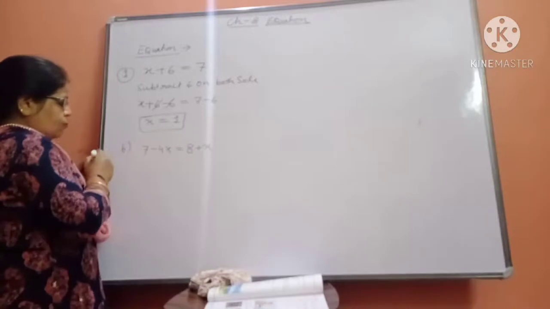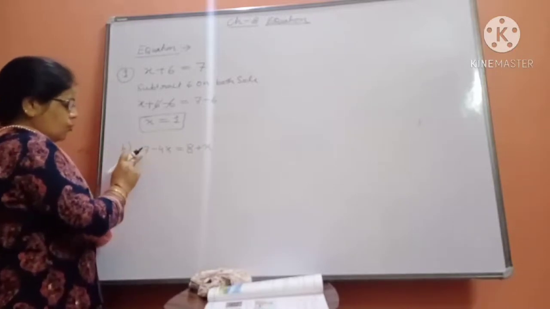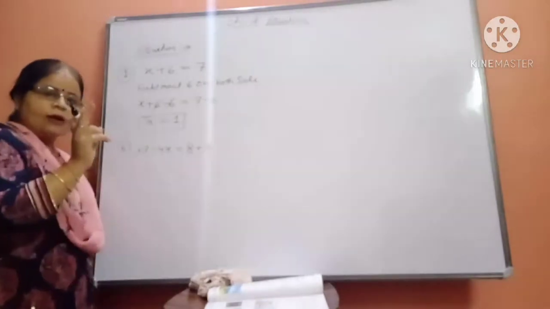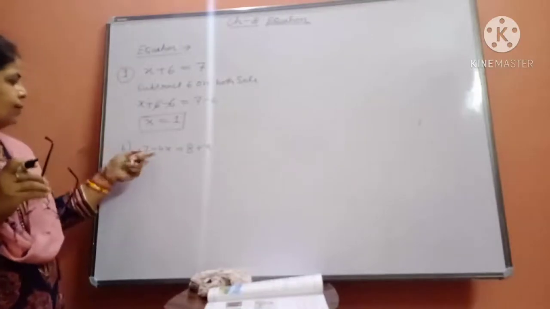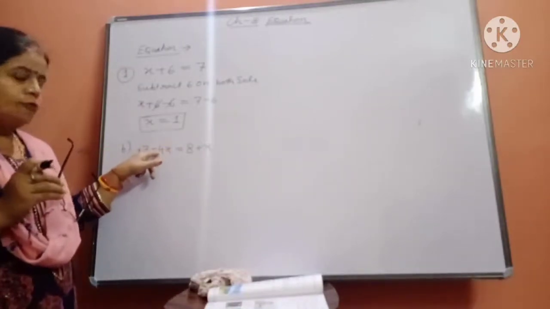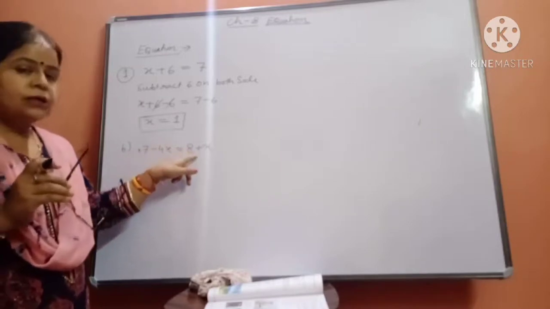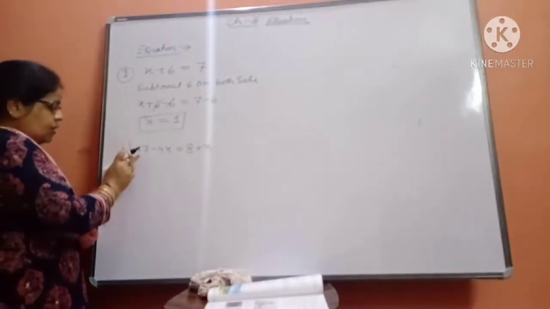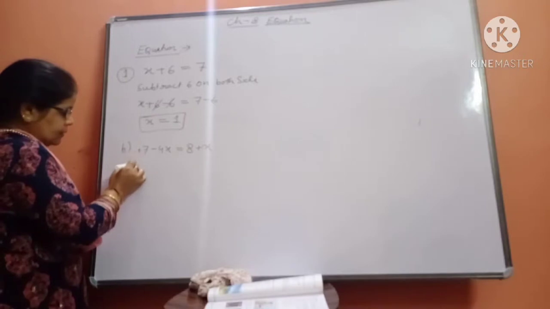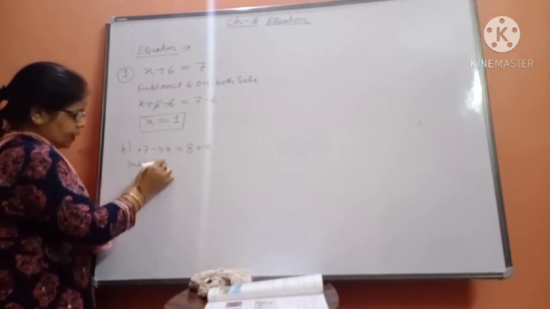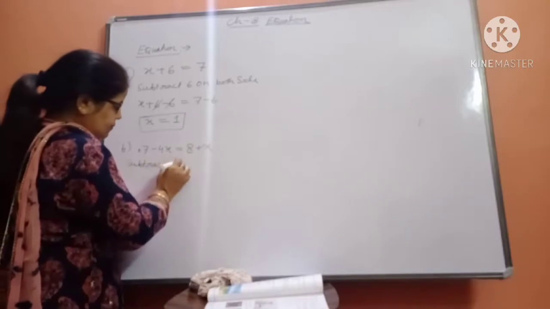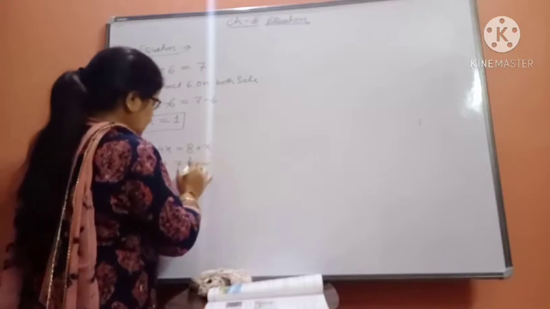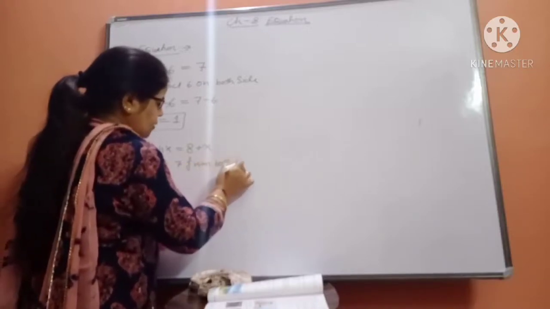In front of 7, what sign is there, beta? Plus sign is there. So what operation will you do? Minus. Subtract 7 from the left hand side. One by one we will do. But first we will make this variable free from this 7, then another operation we will perform on the right hand side of the equation. Now see, plus 7 is there, so subtract 7 from both sides. Whatever you are doing, do the same operation on the right hand side also. Subtract 7 from both sides.